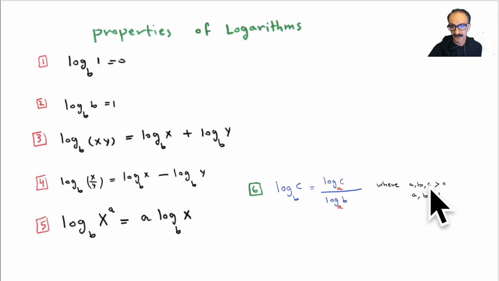Now keep in mind the conditions here say that a, b, and c have to be positive. The bases here, the base is b, here the base is a. They cannot be 1. Alright, just keep that in mind.